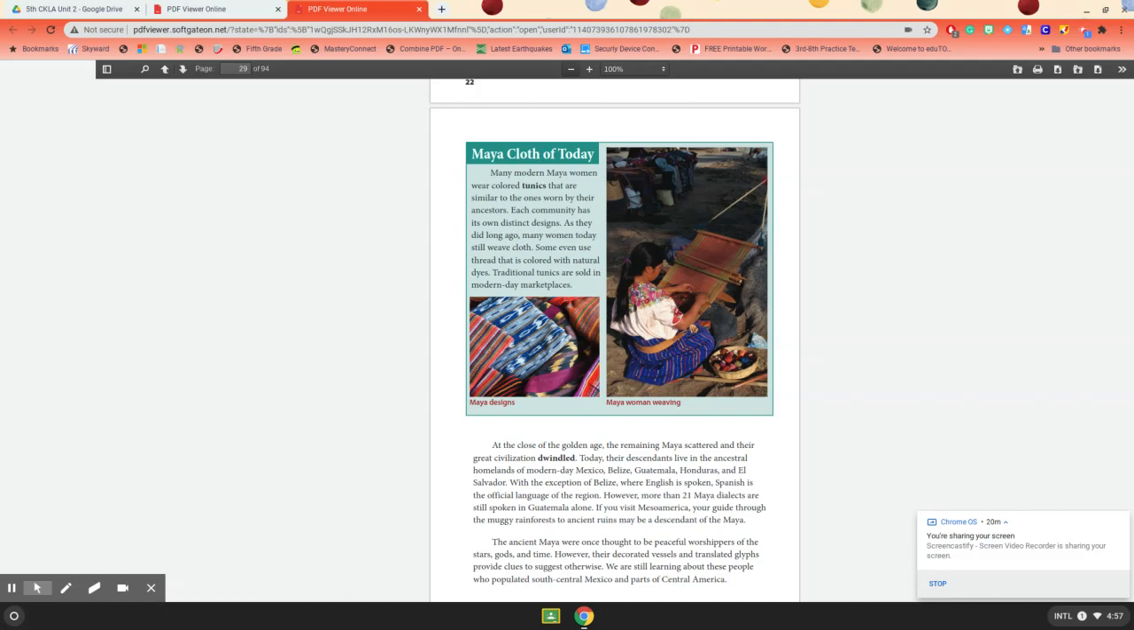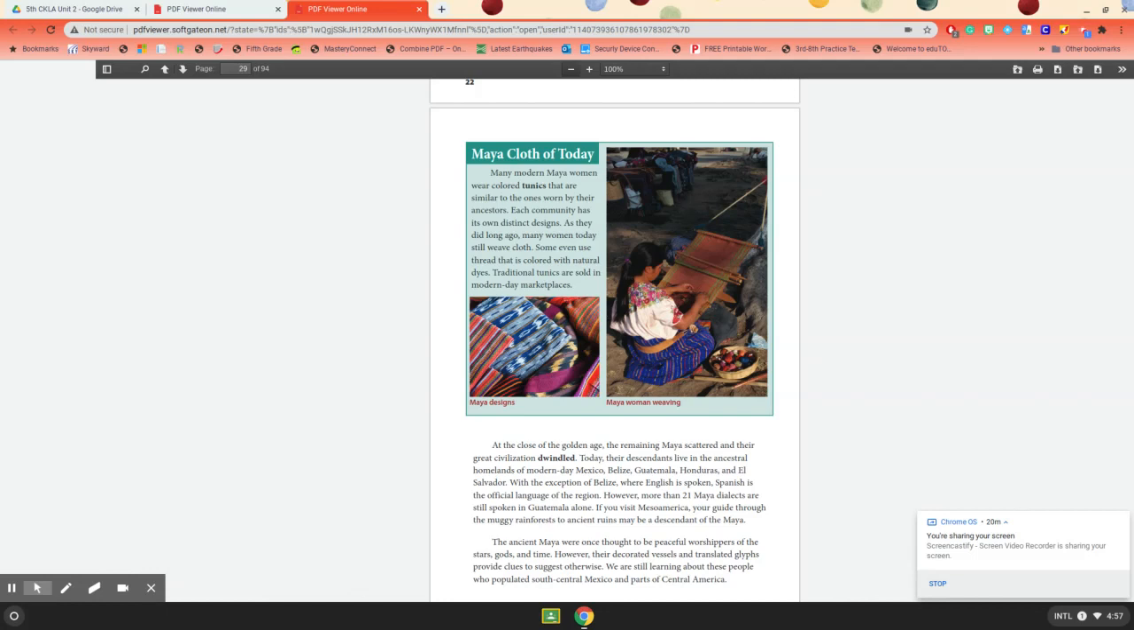At the close of the Golden Age, the remaining Maya scattered and their great civilization dwindled. Today, their descendants live in the ancestral homeland of modern day Mexico, Belize, Guatemala, Honduras, and El Salvador. With the exception of Belize, where English is spoken, Spanish is the official language of the region. However, more than 21 Maya dialects are still spoken in Guatemala alone.